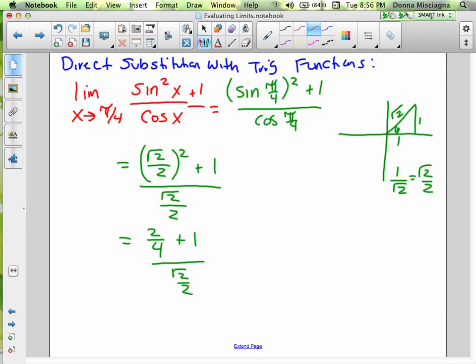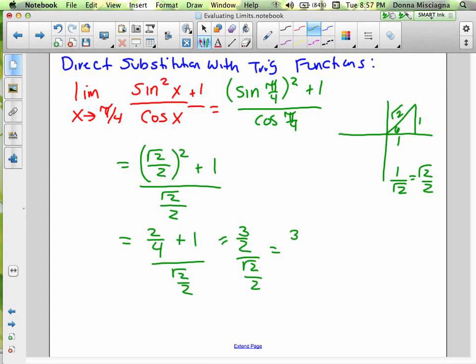All right, so let's rewrite this. 2 fourths is the same as a half. Right, so a half plus 1, that's 3 halves, divided by the square root of 2 divided by 2. Well, dividing by a fraction is the same as multiplying by the reciprocal. By the way, there was no reason here for me to multiply by a least common denominator because it was easy enough to simplify out.